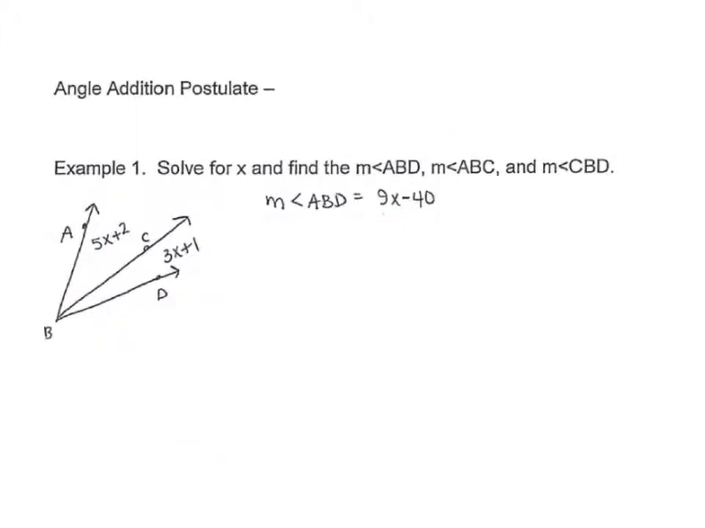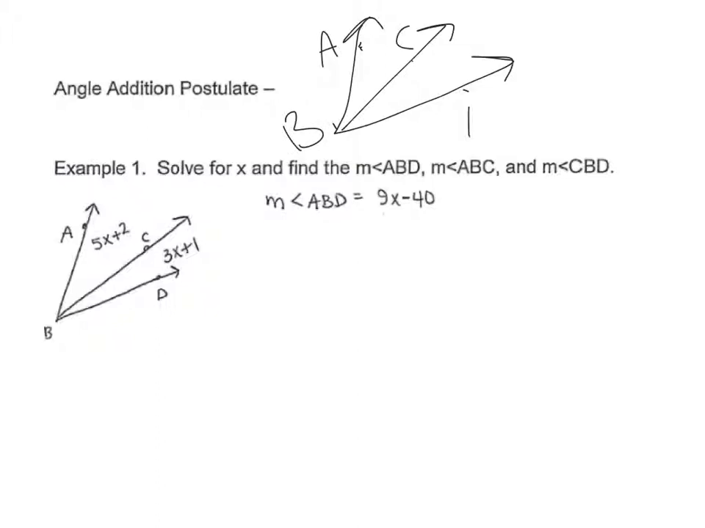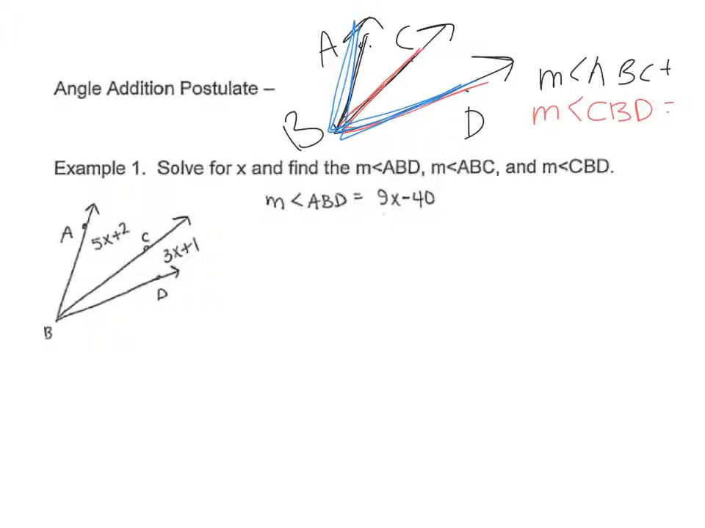Similar to the segment addition postulate, the angle addition postulate says, if you have A, B, C, D, the measure of angle ABC, right here, plus the measure of angle CBD, make sure you put your measure symbols in, is equal to the whole thing, which is angle ABD, just like our segment addition postulate.